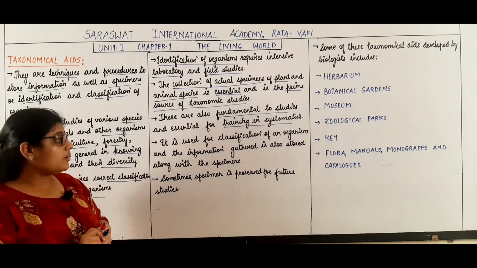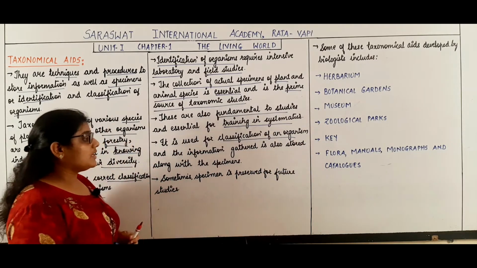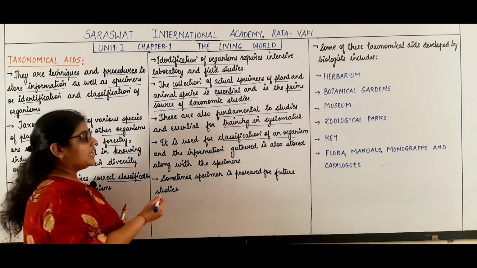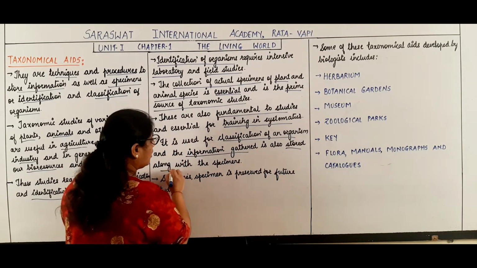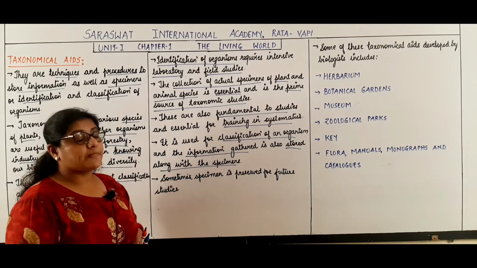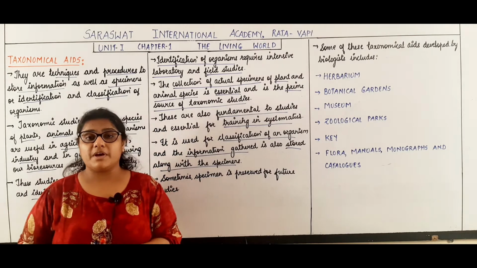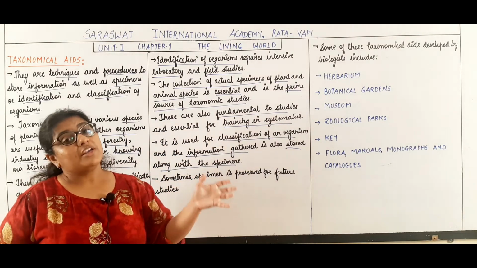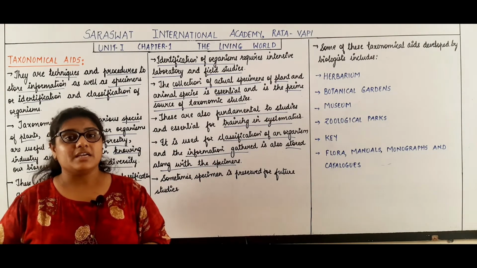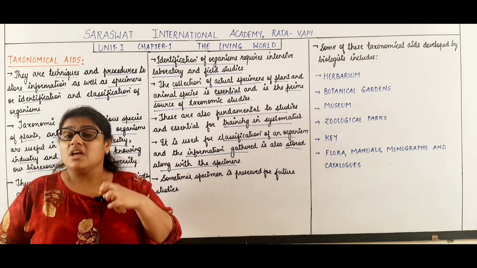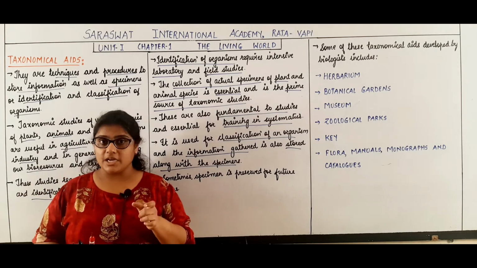Now these taxonomical studies are also used for the classification of an organism, and the information which is gathered is also stored along with the specimens. So students, taxonomical studies are useful to classify the organisms, and whatever information is gathered while classifying the organisms, that information is also preserved along with the specimen. Are you getting my point?